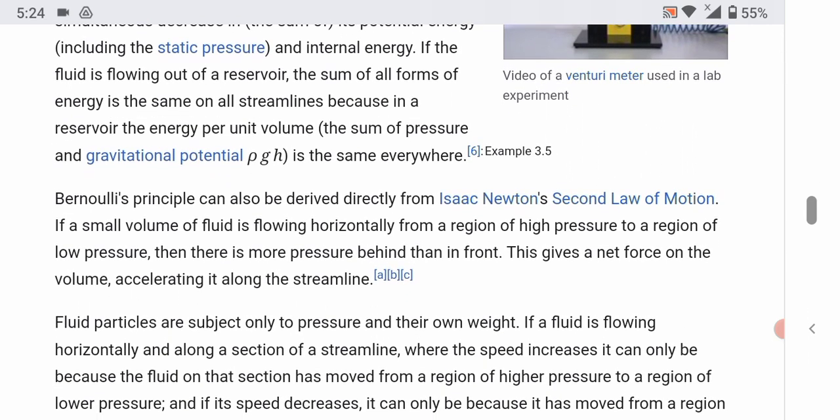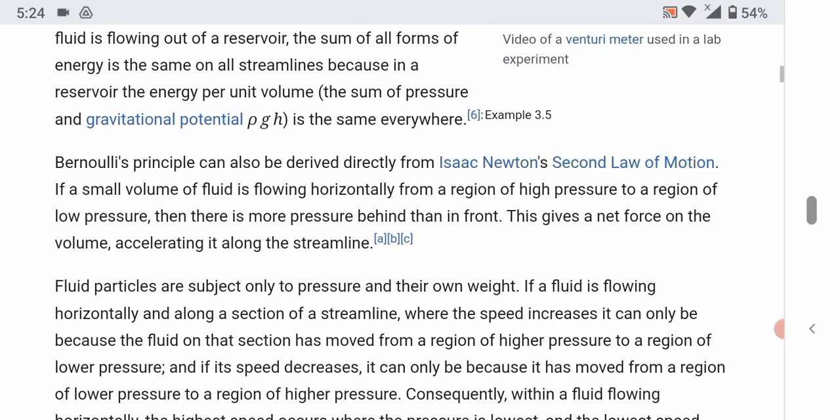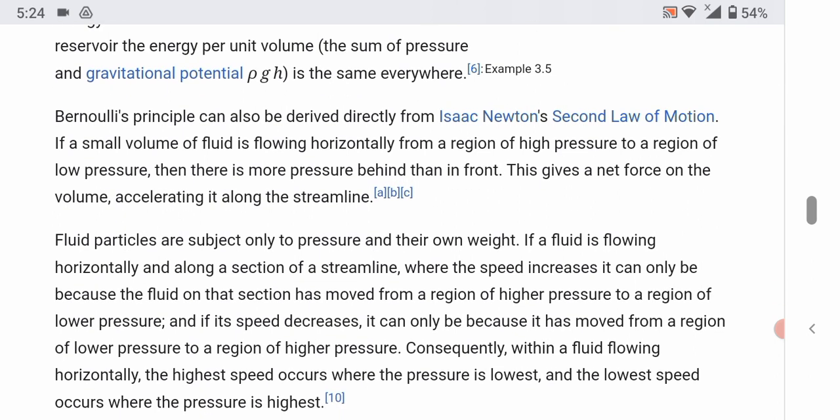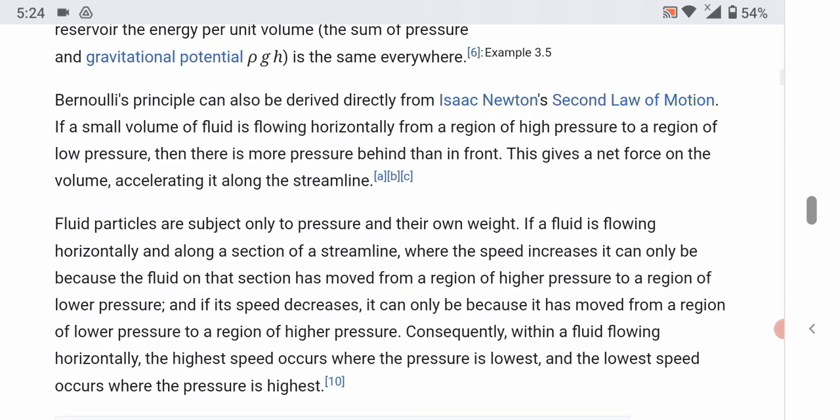If the fluid is flowing out of a reservoir, the sum of all forms of energy is the same on all streamlines, because in a reservoir the energy per unit volume, the sum of pressure and gravitational potential rho gh, is the same everywhere. Bernoulli's principle can also be derived directly from Isaac Newton's second law of motion.